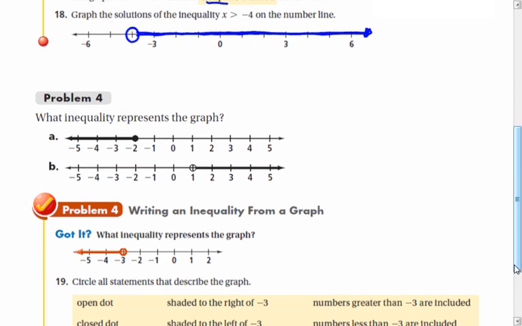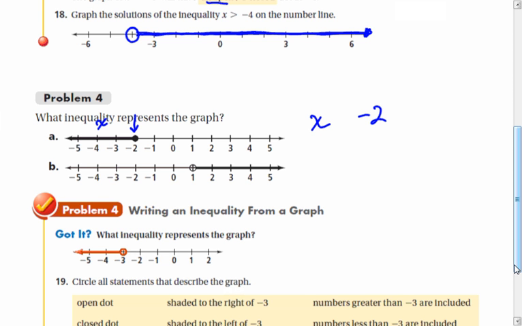Now we're going to actually write inequalities here. To do that, all we need to do is look at where the dot is. If it's a closed dot, that's going to be part of our solution. If it's not a closed dot, it's not going to be part of our solution. So then we're just going to choose a variable to represent all these numbers that are part of the solution. So on this one, I'll put x, and then it's going to be something with -2.